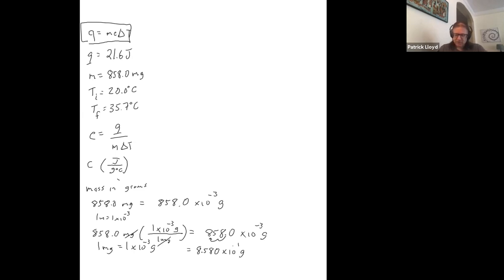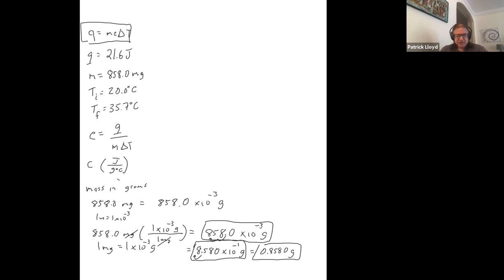Now that's a little awkward right there. Generally, what people would do is they would just move it 1 more place, and then you have 0.8580 grams. You get rid of the 10 to the minus 1 completely. So either one will work. Any of these will work for your calculator. Your calculator should have that function that it could use this one, or this one. All 3 of those will work. Okay, now that's in grams.